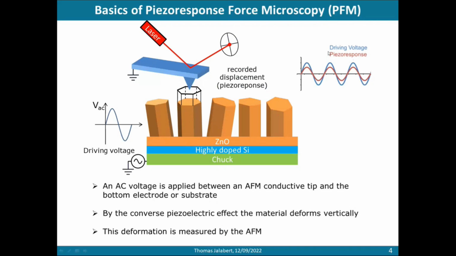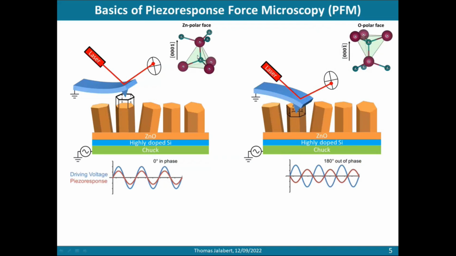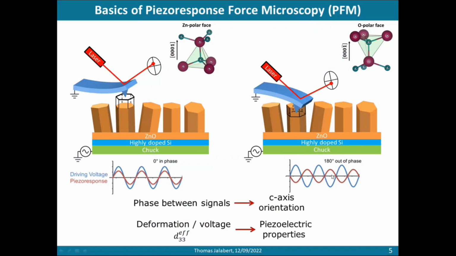So we have a varying voltage, which is an AC voltage, and we also have the piezo response, and the shape of this piezo response signal gives information about the material, because given the crystal axis of the material, we can either have a piezo response signal which is in phase or out of phase with the applied bias. This therefore gives the information about the C-axis of a piezoelectric material, and also the amplitude of deformation divided by the applied voltage gives the piezoelectric coefficient d33. So piezo response force microscopy gives these two pieces of information.